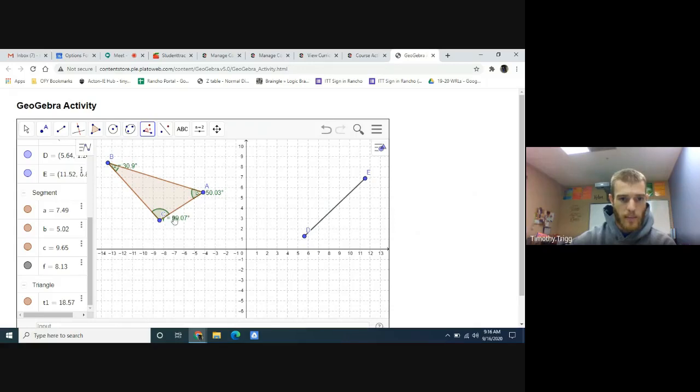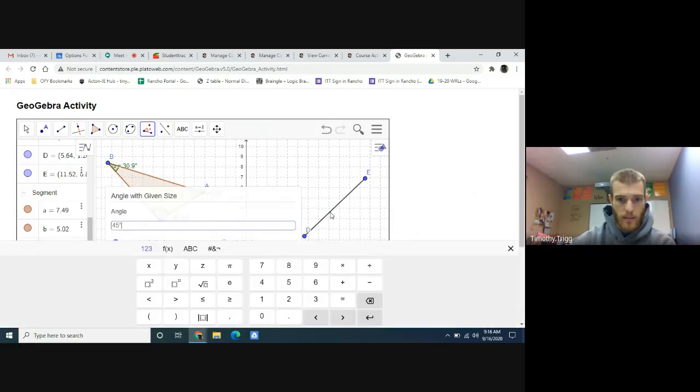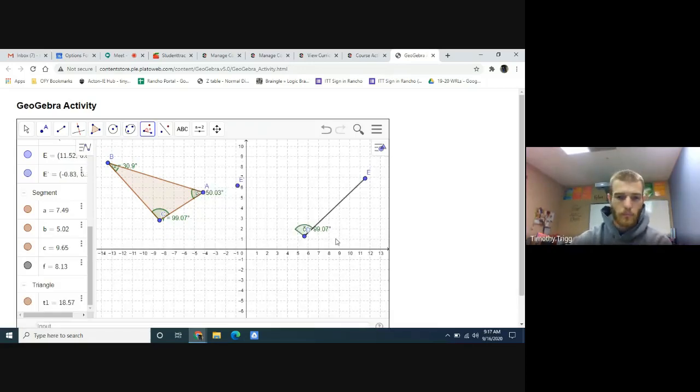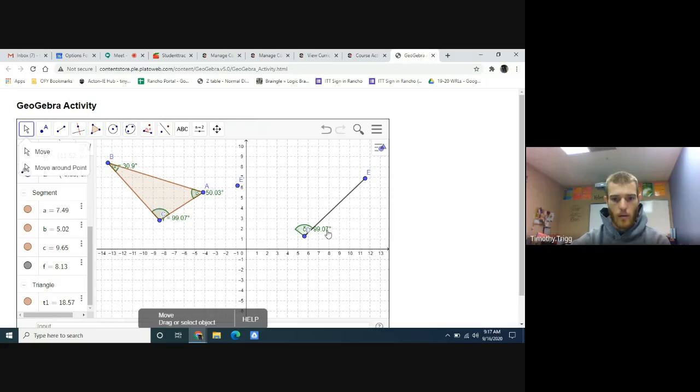So I want it to be the same as that. So I click this, and I want it to be, what's the measure of the angle? 99.07. Just like that. You see how it makes the same angle? Same angle measure. And that's what we want.